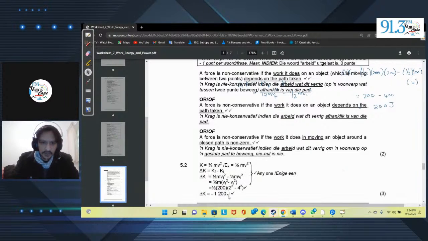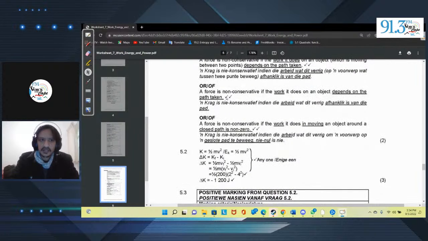Now, if we look here, we did the exact same thing. The only difference was the power of 2, and we actually get an answer of negative 1,200 joules, which makes sense because we lost energy due to friction. Yeah. Now, let's clear this off and let us look at the next question.